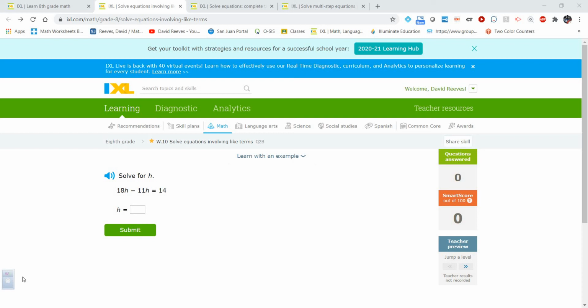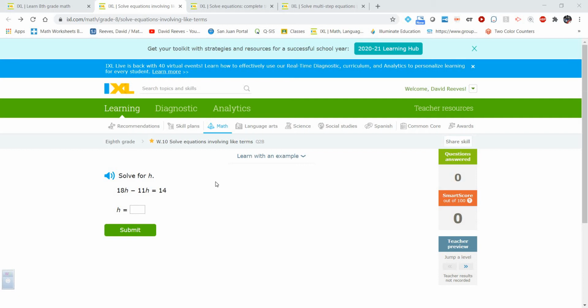Well, hey everybody, Mr. Reeves back with you, and we're going to be looking at a few skills in IXL, specifically in 8th grade math, skills W, starting at W10, and a couple more W's on solving equations. And we're going to start with solving equations with like terms.